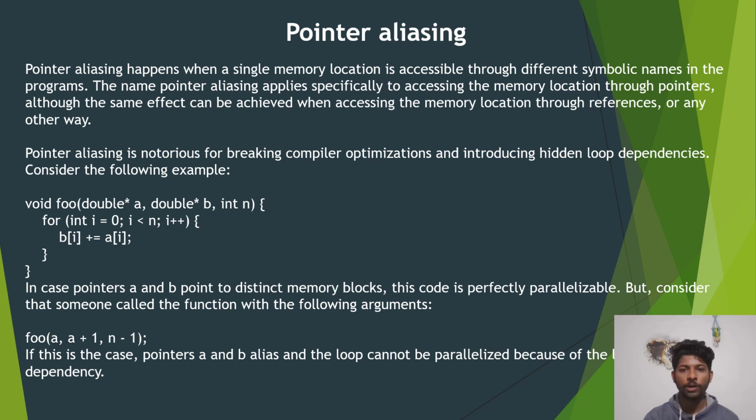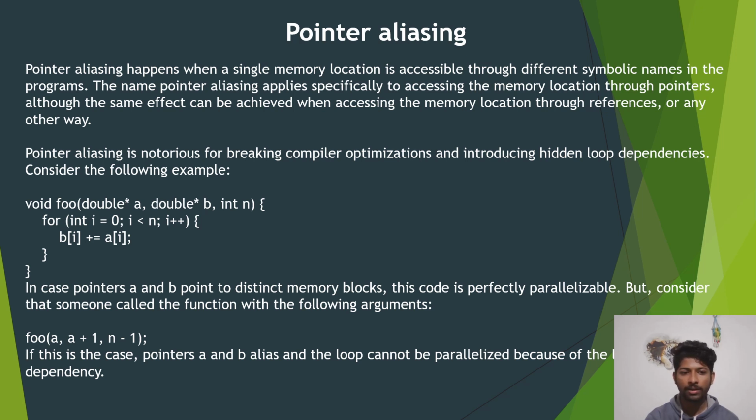So let's talk about pointer aliasing. Pointer aliasing happens when a single memory location is accessible through different symbolic means in the program. The name pointer aliasing applies specifically to accessing the memory location through pointers, although the same effect can be achieved when accessing the memory location through references or any other way. Pointer aliasing is notorious for breaking compiler optimizations and introducing hidden loop dependencies.